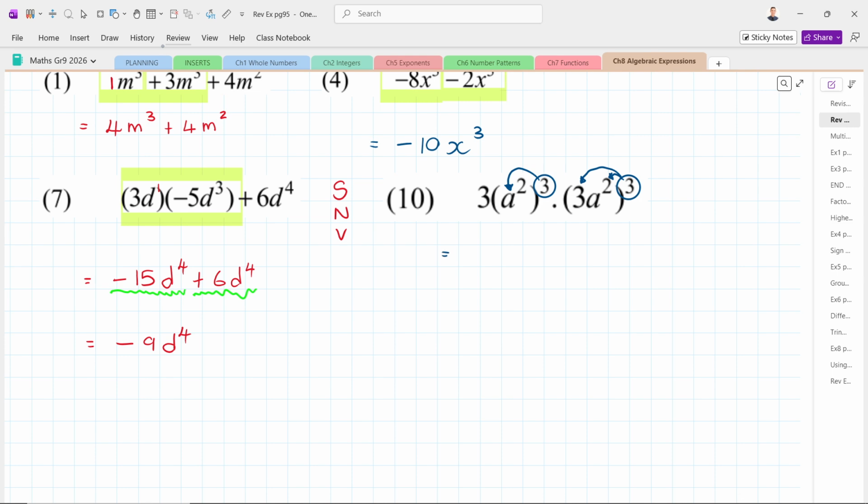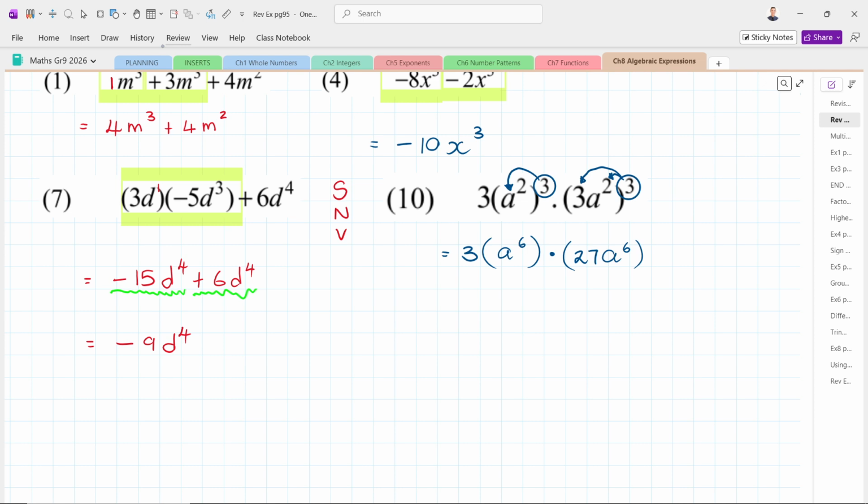So what's going to happen here? This 3 is going to stay. I'm going to leave it in a bracket. a squared cubed, raising a power to a power, we multiply the exponents. 2 times 3 is 6. The dot's going to stay there. You can change it to a multiplication if you want to. So I'm going to leave my bracket here. 3 is going to get the cube. So that is going to become 3 cubed, which is 27. a squared cubed, again, power to a power, 2 times 3 is going to be 6.